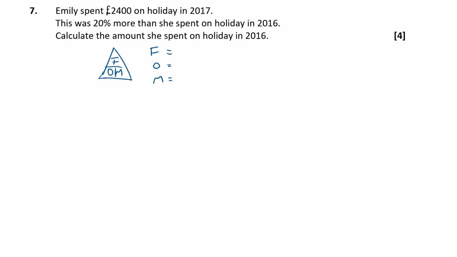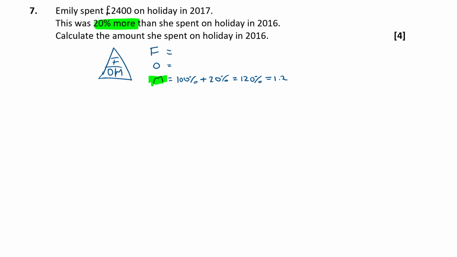So this 20% more is a percentage increase, isn't it? So that is where I'm going to find my multiplier from: 20% more. 20% more than what? Must be more than 100. So you start with 100, going to increase it by 20%. That's going to give me 120%, which as a multiplier is 1.2.